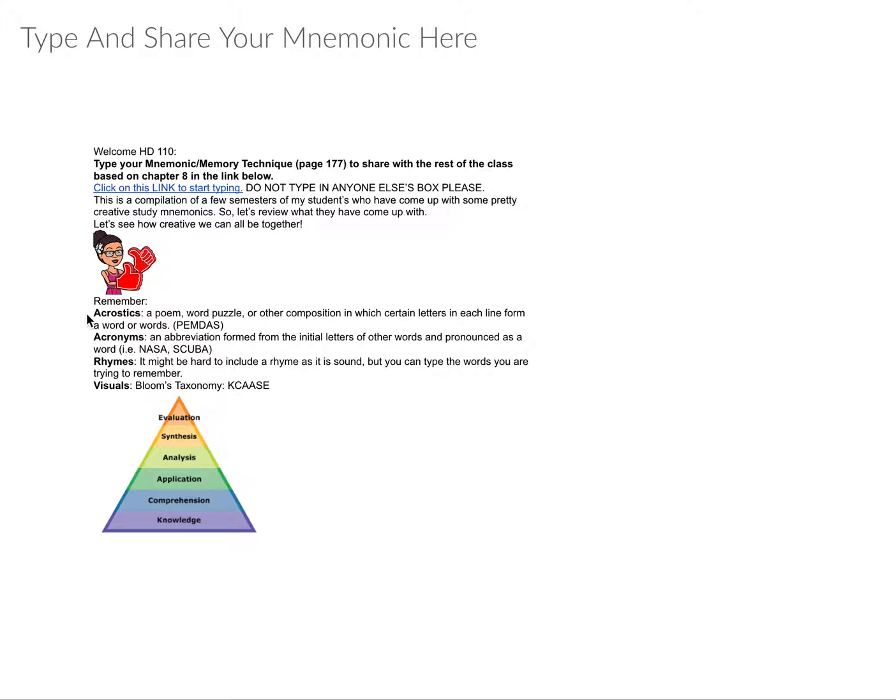Mnemonics are memory tools. It gives you an example of an acrostic, an acronym, a rhyme, even a visual, and these are just ways to take textbook information and help you memorize something. So there's Bloom's taxonomy, and some students in the past have created CASE, and that stands for Knowledge, Comprehension, Application, Analysis, Synthesis, and Evaluation. That's just one example from the book.